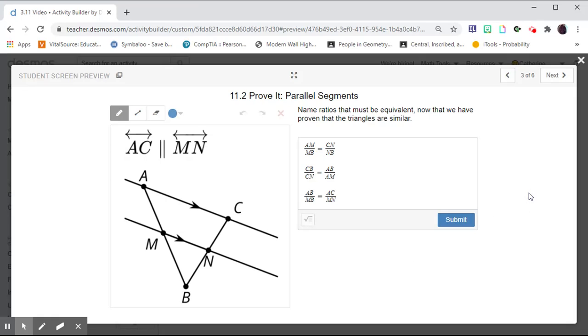Okay, welcome back. I filled in a few already. Hopefully we are agreeing that AM over MB is equal to CN over NB, and CB over CN would be equivalent to the ratio AB over AM. And one I just wanted to throw in, I wanted to take a look at segments AC and MN. I see that those two triangles would be similar. So can we say that AB over MB is equivalent to AC over MN? Talk with your teachers about it.